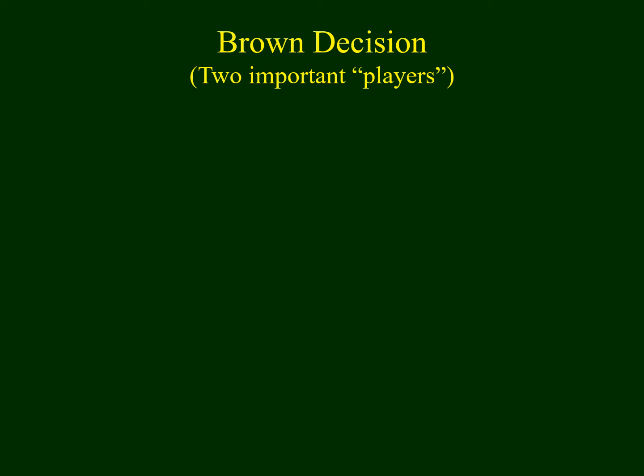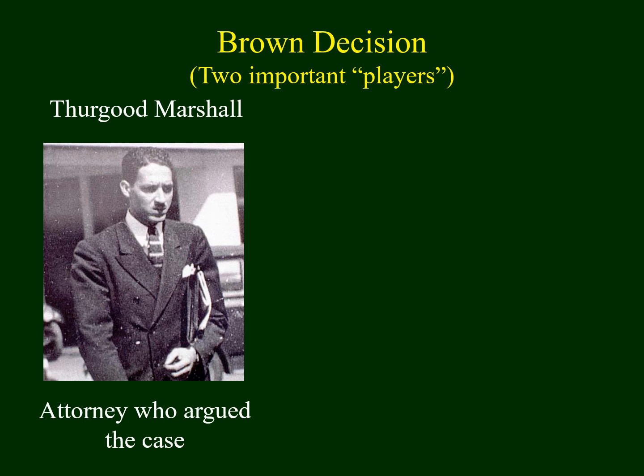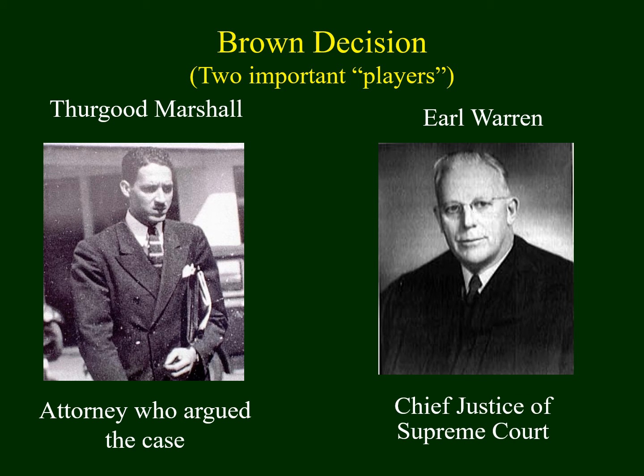2 important individuals shaped this decision, which was eventually handed down by the Supreme Court. On the left, we see Thurgood Marshall. He was an attorney who worked for the NAACP. He worked on behalf of the family and represented them and tried to fight in favor of integration of schools. On the right, we see Earl Warren. He was the Chief Justice of the United States Supreme Court, who worked to overturn segregation in schools.